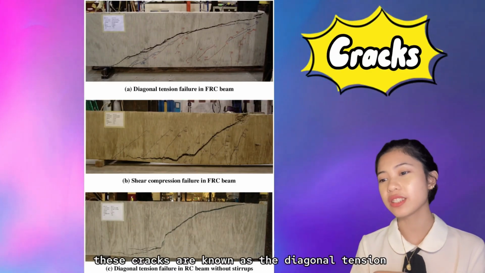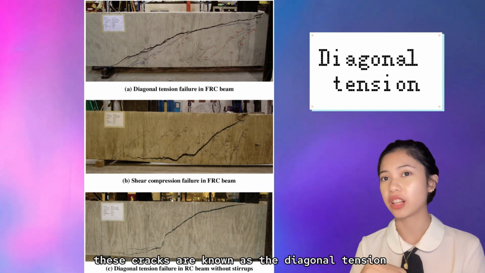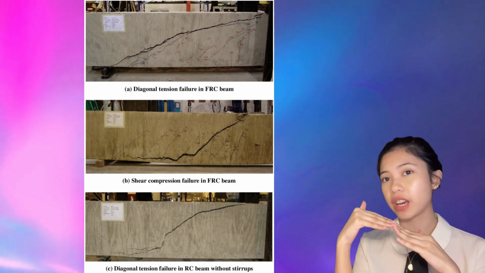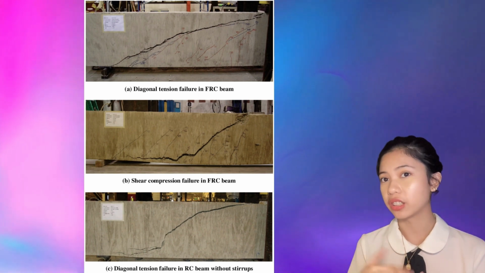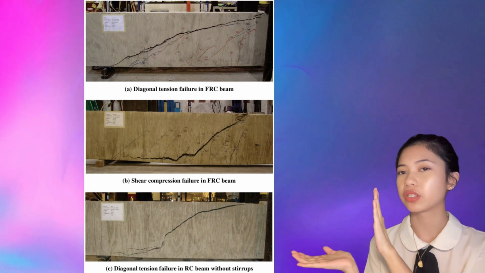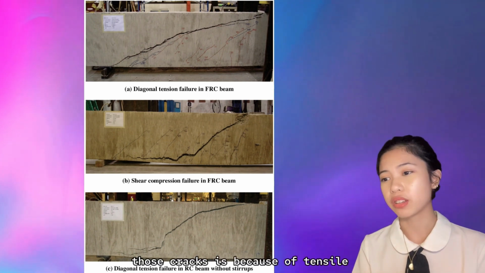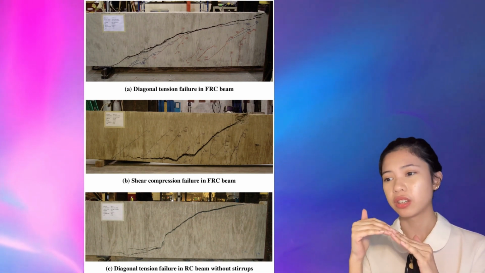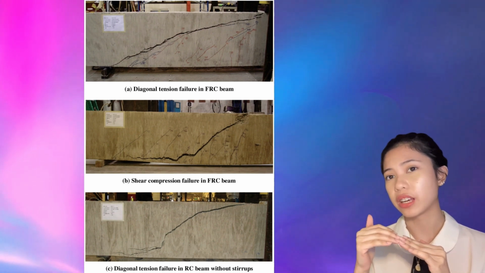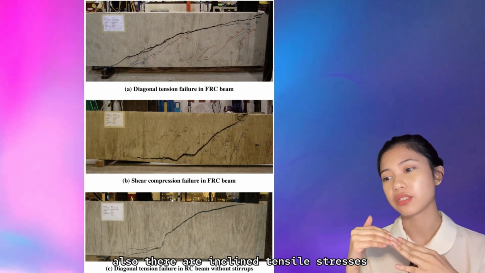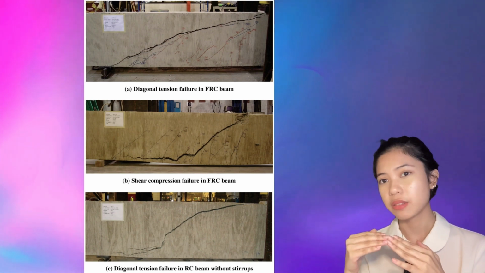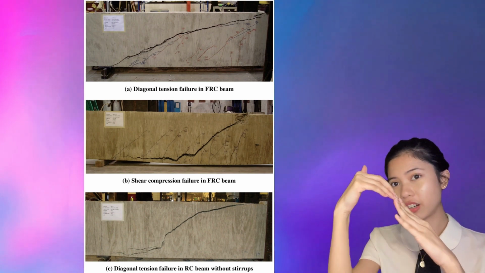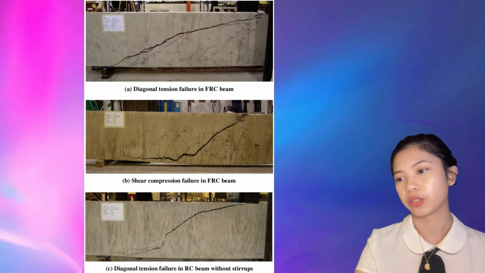The stresses that cause these cracks are known as diagonal tension. So, ang cause ng pagka-crack niya is called diagonal tension. As you can see naman sa picture, those cracks are because of tensile and compressive stress. Kaya nagka-crack siya ng ganon. There are also inclined tensile stresses. Basta may crack siya, ganon. And the cracks there are caused by diagonal tension.